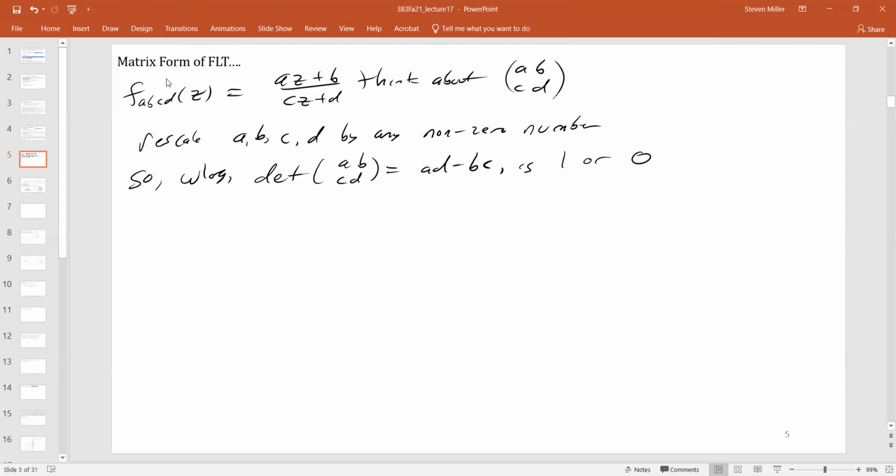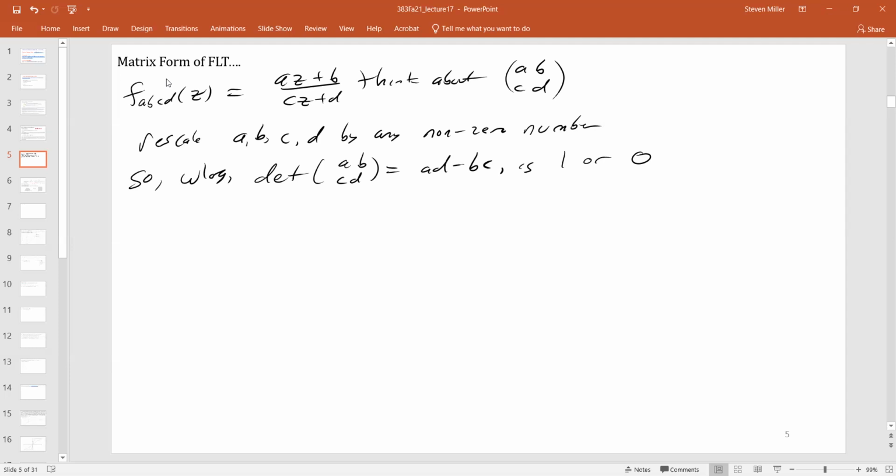So it depends what you're allowed to rescale by. If I'm allowed to rescale by complex numbers, I could actually rescale everything by i, and that would change the determinant by negative 1. So again, it's a function of where you're allowed to behave.